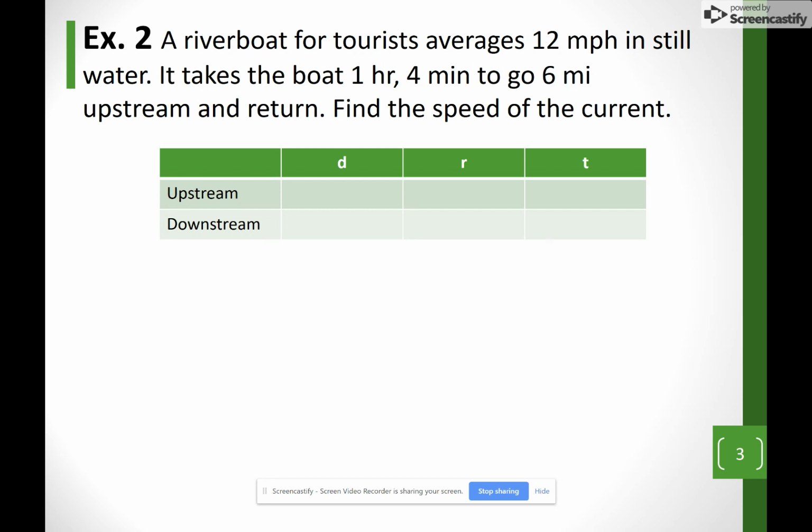So all I know is that, let me call X the current of the water. All I know is that it's going upstream. The distance, I don't know the distance. I just know it takes him 1 hour, 4 minutes for the whole thing. Well, 6 miles up and 6 miles down. So the distance going upstream is 6 miles. The distance going downstream should also be 6 miles.